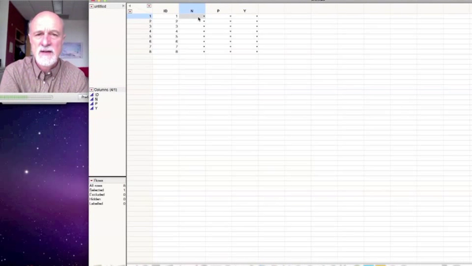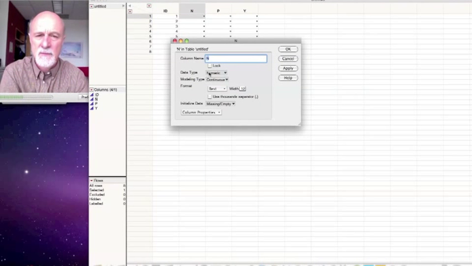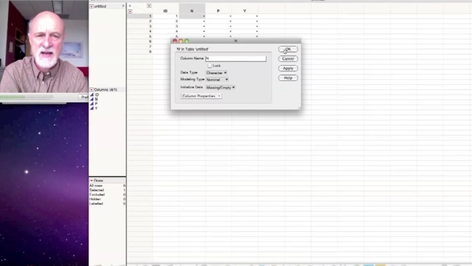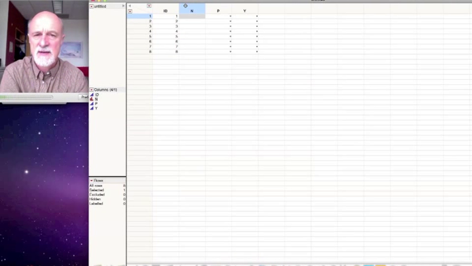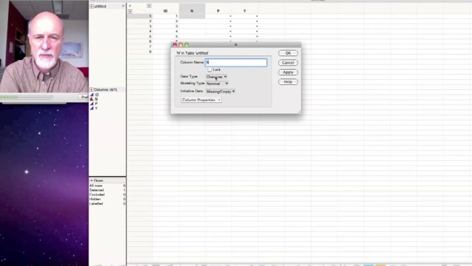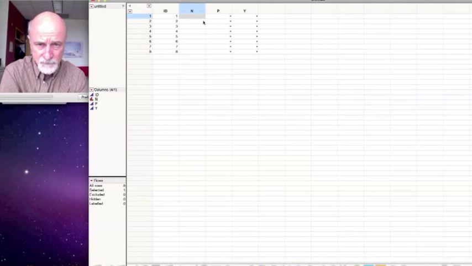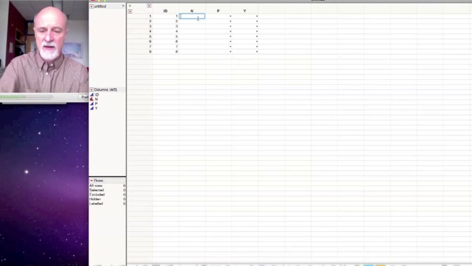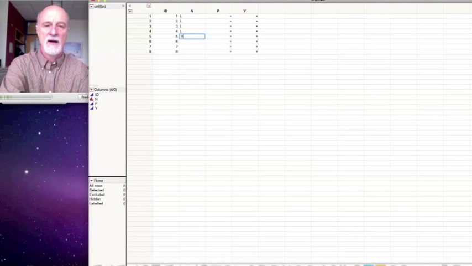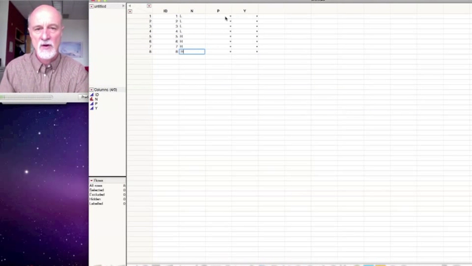Next thing I want to do is add my nitrogen levels. Now, I'm not going to put in numeric nitrogen levels. I'm going to put in a character. So I'm actually going to change that. The way I did that was I double-clicked on the top part, and this popped up. So my data type is character. And so now I'm going to put in my low, high. Right? Okay.